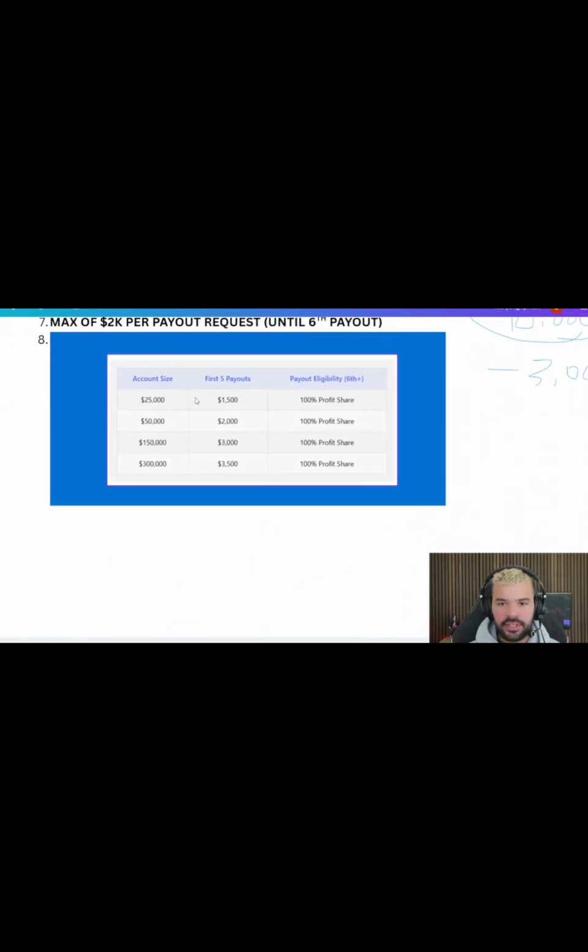And here's for the other account sizes, right? So your first 5 payouts on each account size, we're using the 50Ks here, $2,000 each payout on the first 5 per account. And then after your 5th payout, your 6th payout onwards, you can take up to 100%. There's no cap on your payout amount.